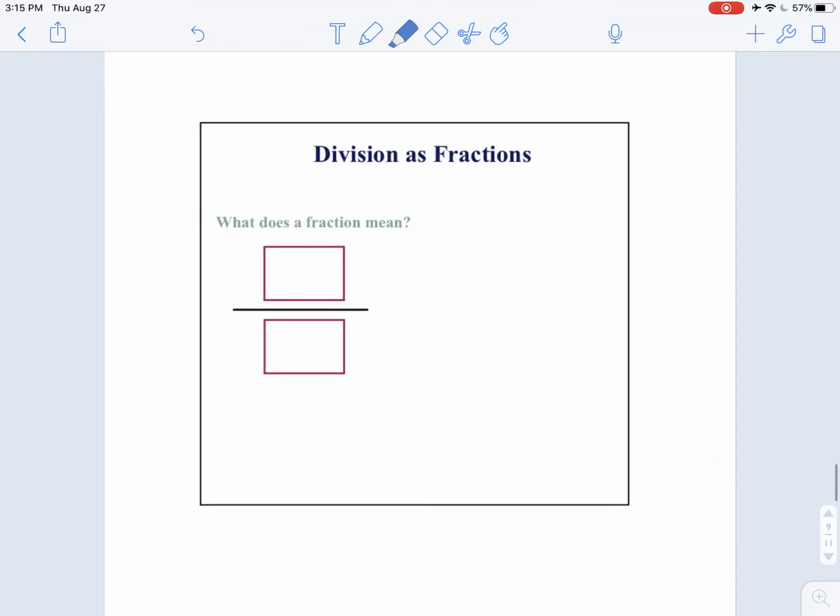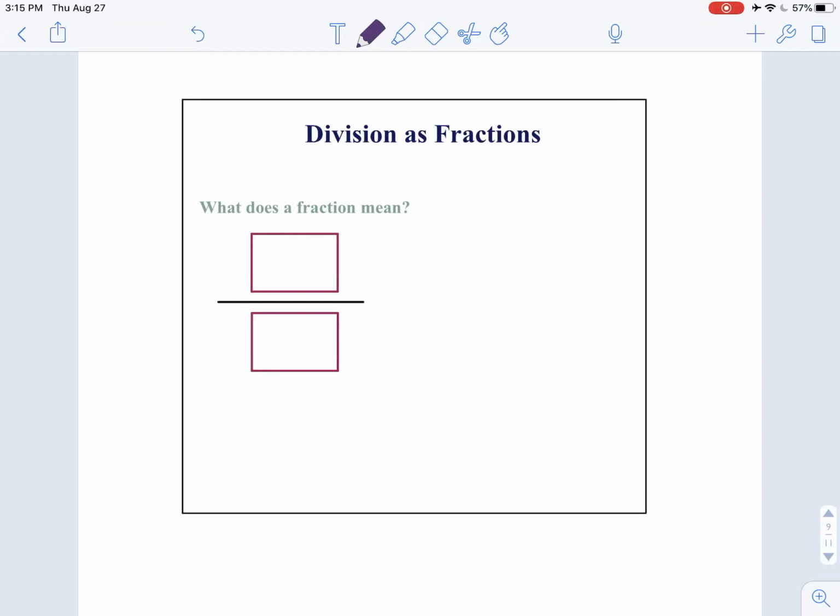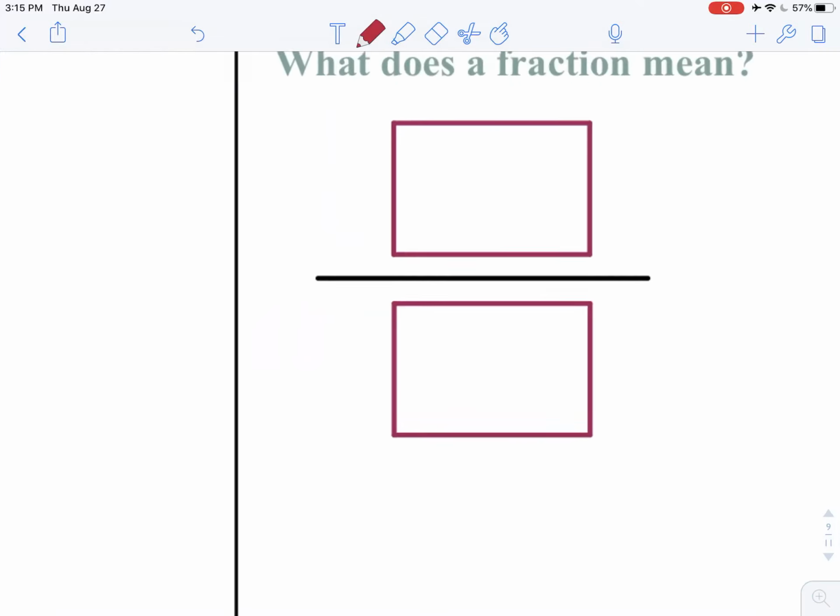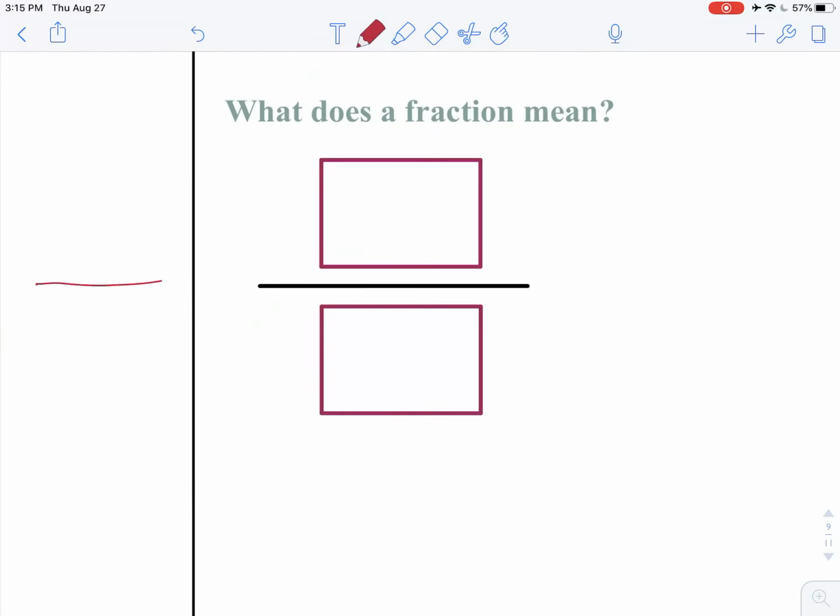Lastly, before we finish, I want to show you division as a fraction. A fraction is division, and maybe you never knew this, but believe it or not, the division symbol, ladies and gentlemen, is the template of a fraction. You have your fraction bar with your numerator and denominator.